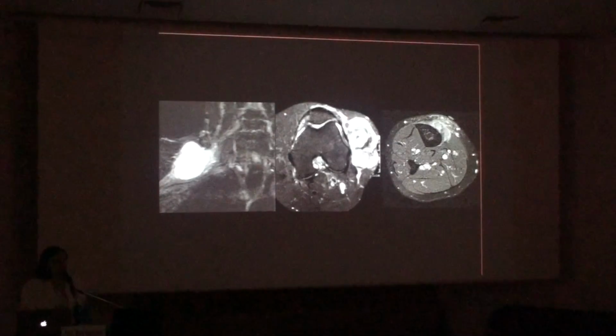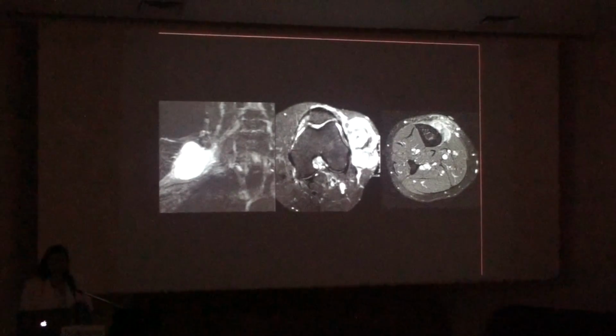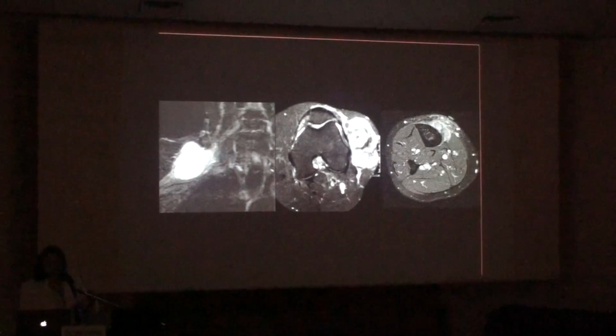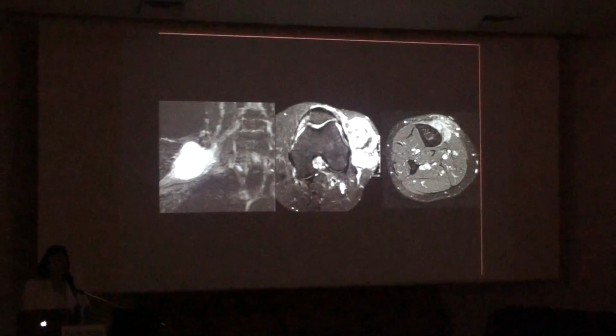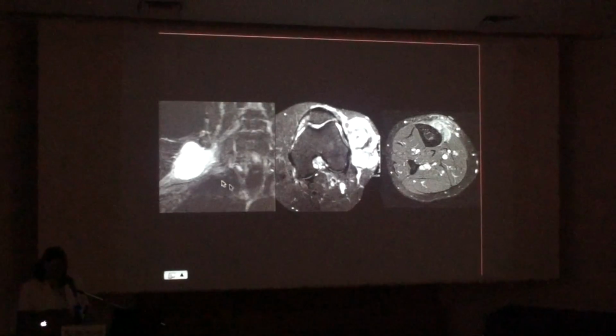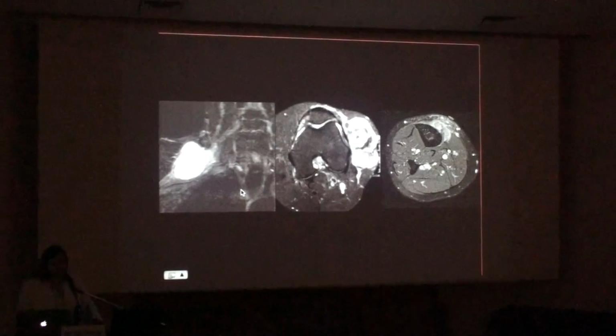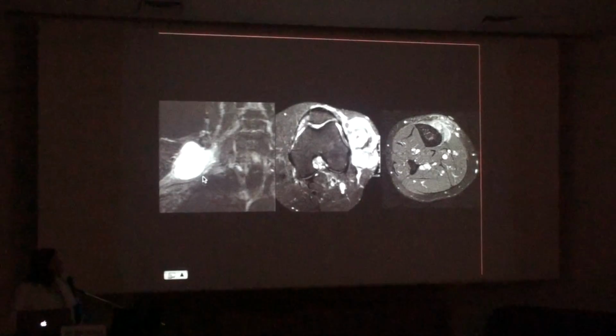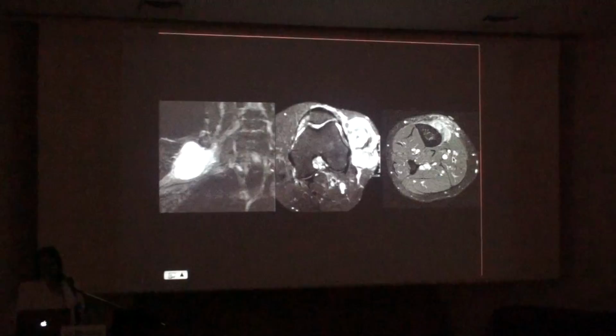So it's generally agreed that MRI is the method of choice for evaluating the extent of soft tissue masses, and you can see from these 3 images that you can see the masses quite well. You can see where they are, you can see where they aren't, you can see where they are in relation to the other anatomy.